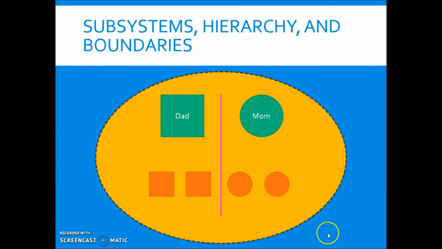So those are some examples of how systems, boundaries, subsystems, hierarchy may come into play within families.